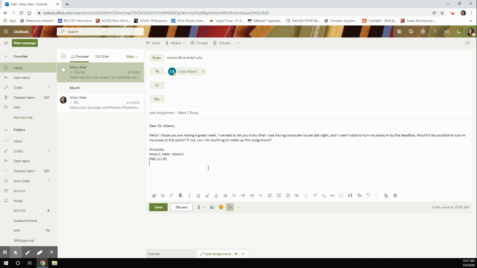Now, your instructor might have specific details of what to include in the email to them in your syllabus. So make sure you check the syllabus and see if there are any requirements that you must follow. These are just our suggestions in case there aren't any requirements in the syllabus. Lastly, make sure that you go through and proofread your email before you hit send to make sure you don't have any mistakes.